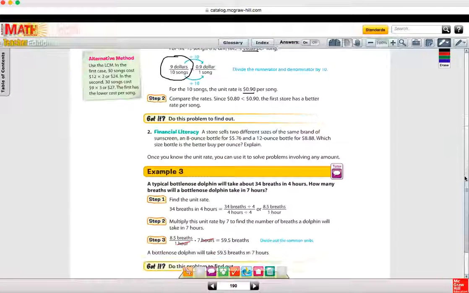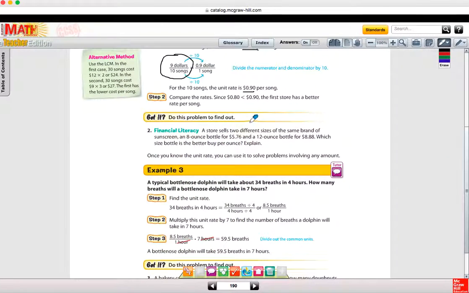So if we're looking at the example here, a store sells 2 different sizes of the same brand of sunscreen. We have 8 ounces for $5.76. Okay, so $5.76 for 8 ounces. And then we have $8.88 for 12 ounces. Okay, which bottle is the better buy? Explain.